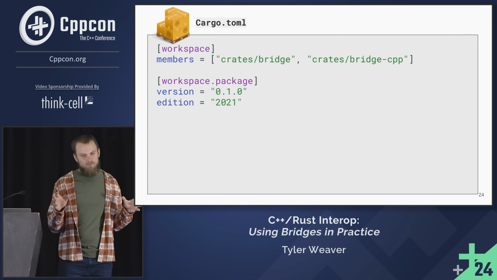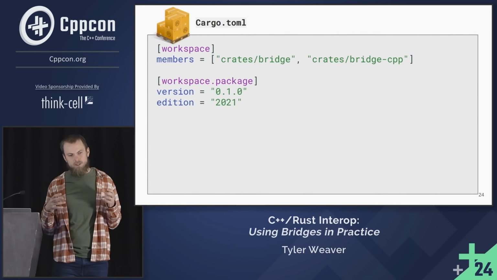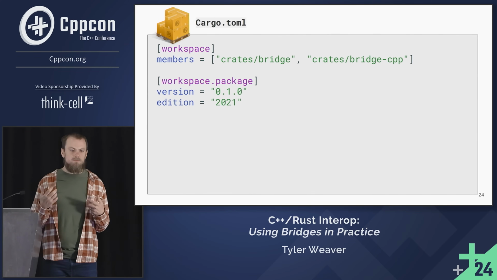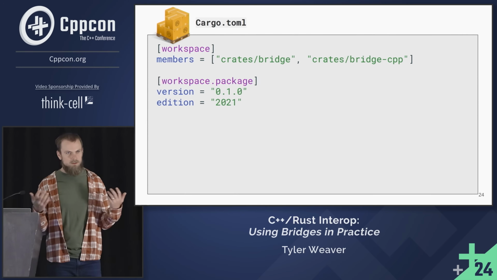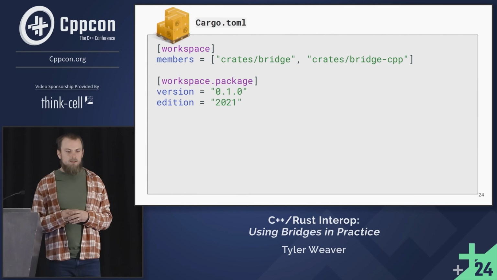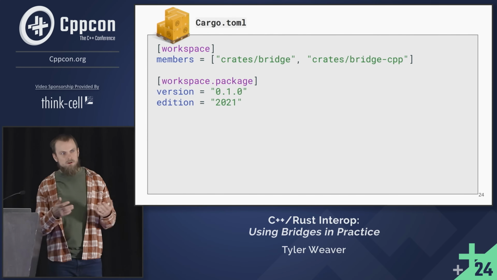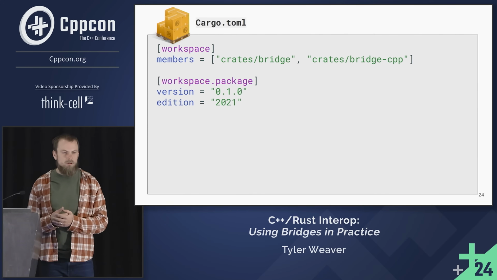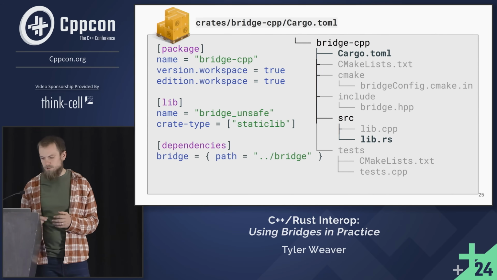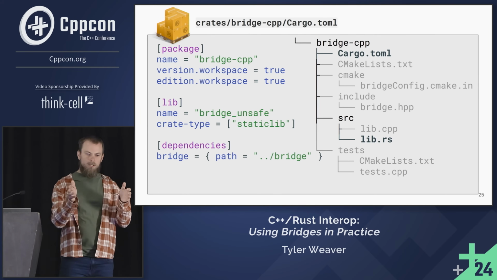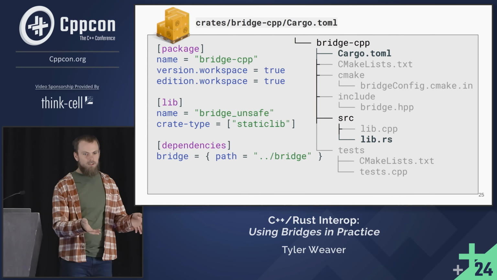So here's the root Cargo.toml. There's nothing all that interesting here other than I'm saying that I have two member crates in this cargo workspace and that I set a version for all of my packages and I'm using the 2021 edition of Rust. Nothing really that special. All right, now we get into the C++ interface, right?